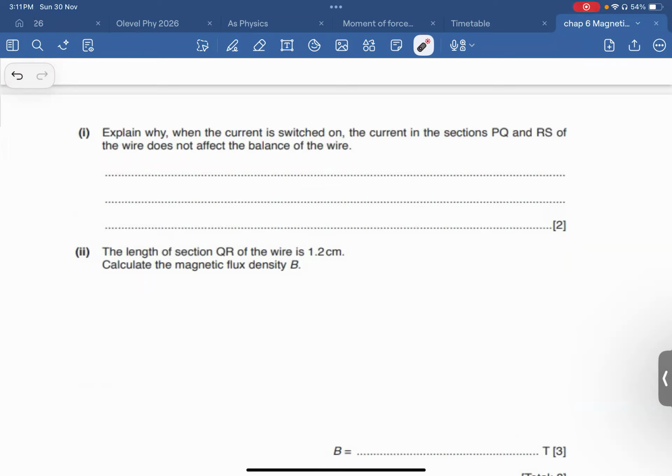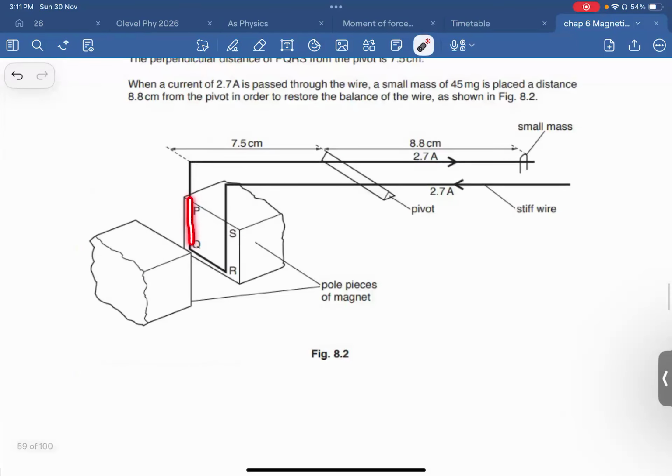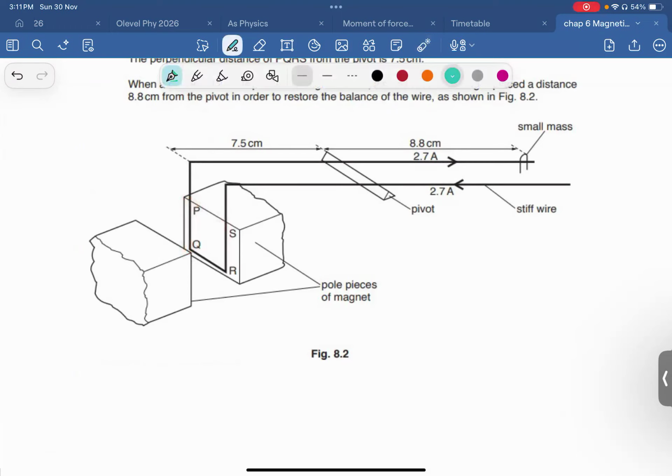Explain why, when the current is switched on, the current in the sections PQ and RS of the wire does not affect the balance of the wire. Okay. So PQ and RS. In PQ, the current will be in this direction, and in RS, the current will be in that direction, right? This direction, and in this direction.